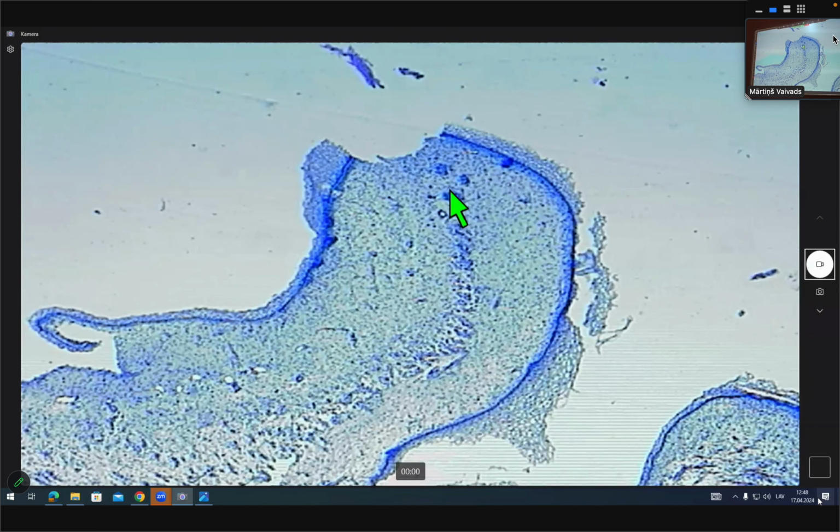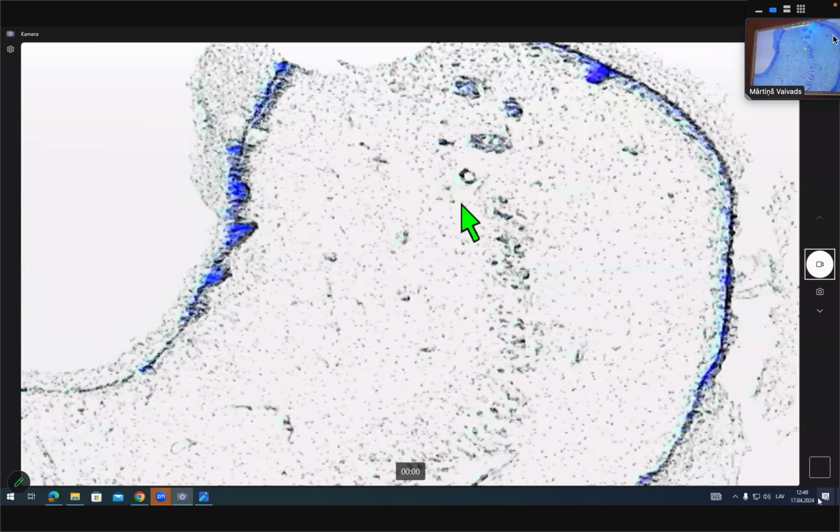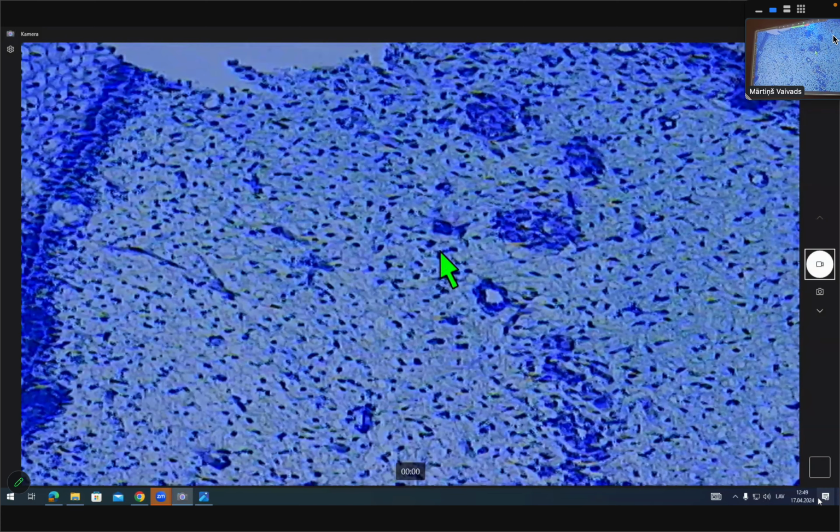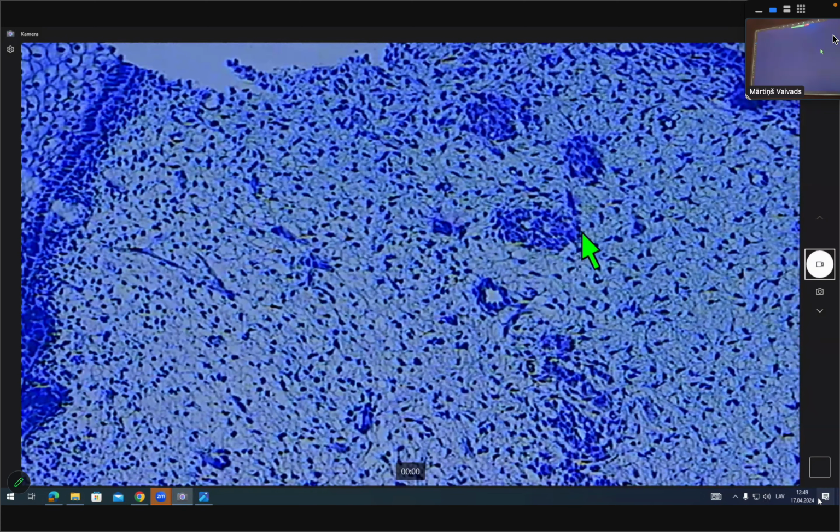You mean these ones? I will zoom in. This looks like muscle tissue. Yeah, it's muscle tissue plus some blood vessels. So blood vessels with muscle tissue. It's still skeletal muscle tissue.